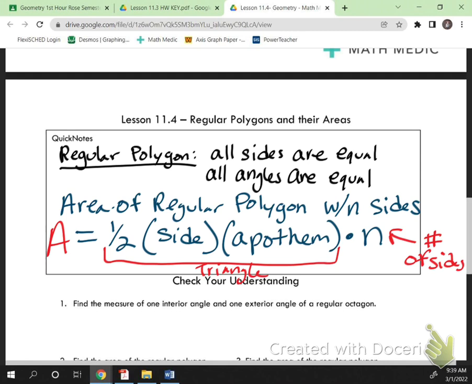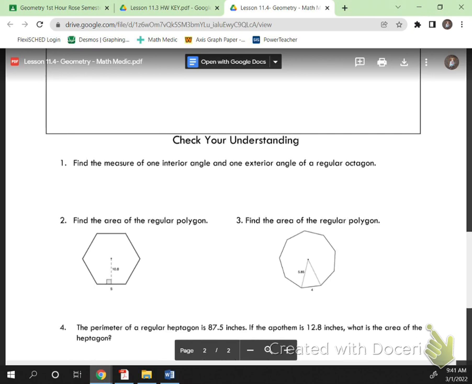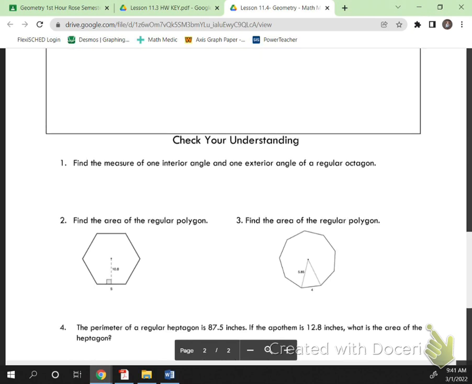To keep us moving, I think we're going to do the check for understanding together. Sound good? We're just going to keep it moving. Anyone still writing this down? All right. Number 1, it says find the measure of one interior angle and one exterior angle of a regular octagon. How many sides are in an octagon? 8. So to find that exterior angle, I'm going to do 360 divided by 8, which is 45 degrees.